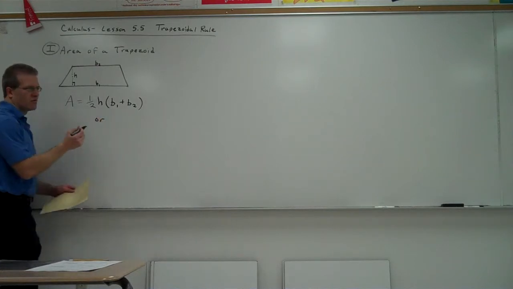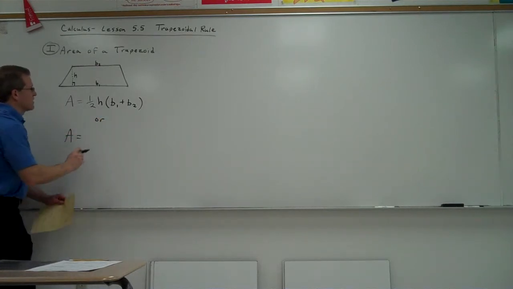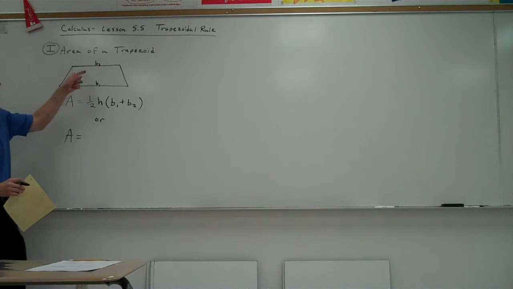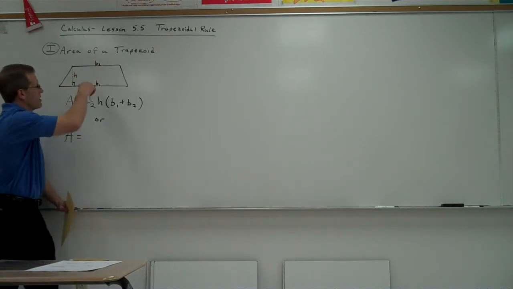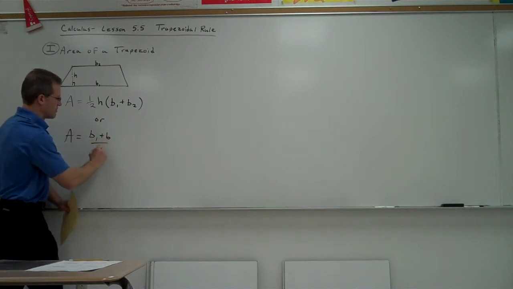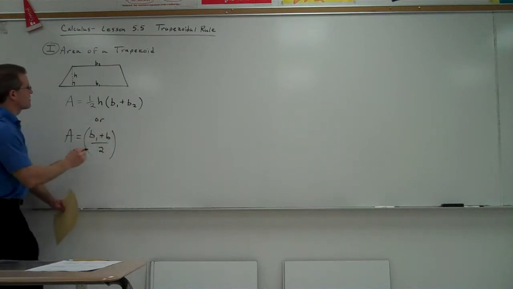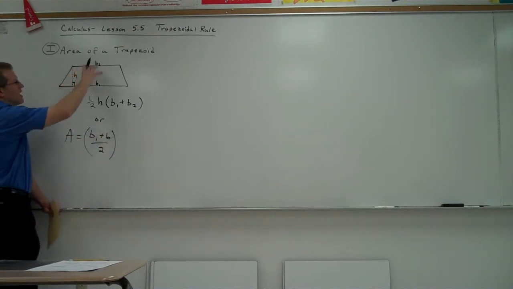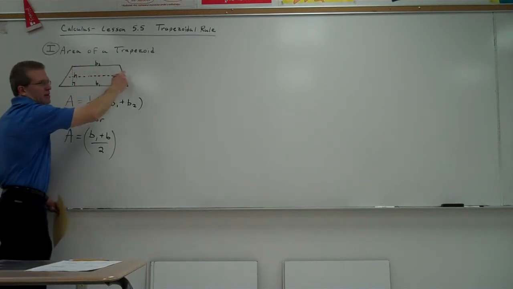Or, the way I like to think of it is, you take the average of the bases. So you take the average of base 1 and base 2, so base 1 plus base 2 divided by 2. That's going to give you this distance, what's halfway between these two lengths. So it's going to give you this distance about right here. And you take that times the height.